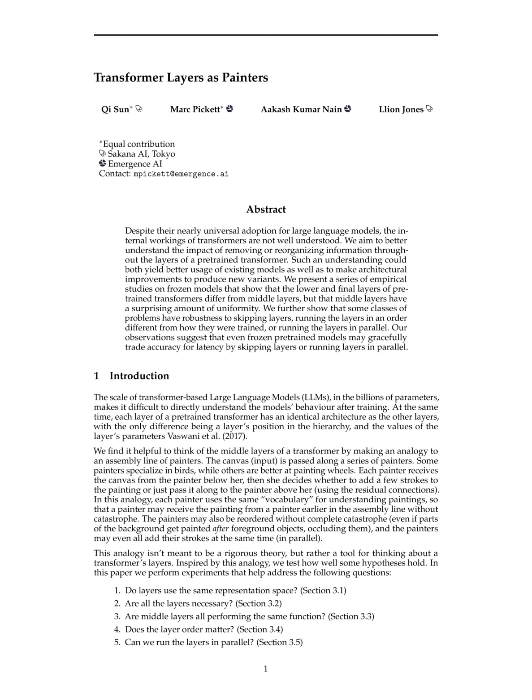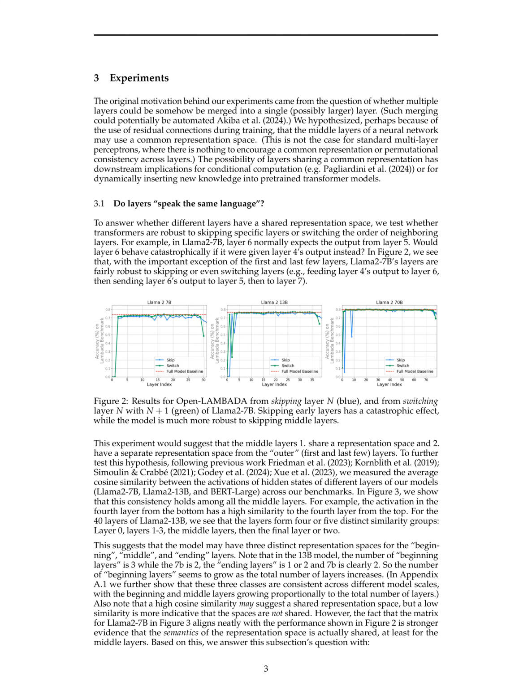The method explores questions such as whether all layers are necessary, if middle layers perform the same function, if the layer order matters, and if layers can be run in parallel. By conducting experiments on pre-trained LLMs like Llama 2 and BERT Large, the method aims to provide insights into the shared representation space of middle layers, the impact of skipping or looping layers, the importance of layer order, and the potential for parallel execution of layers.